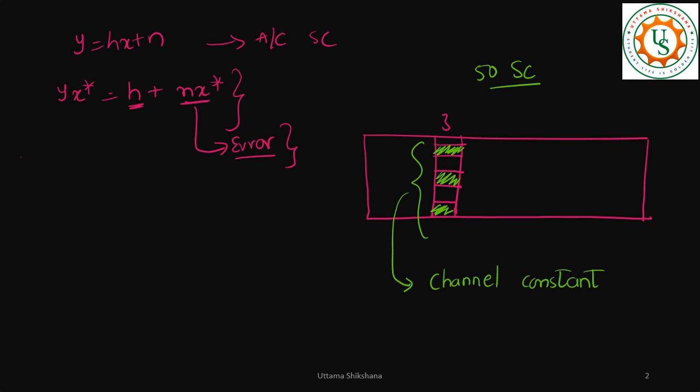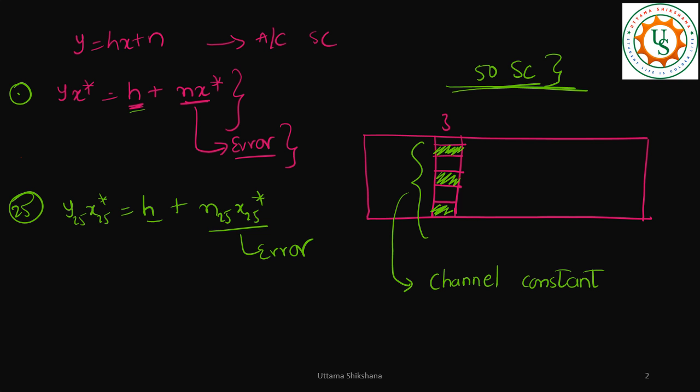Then in which case what happens? Let's say this is at the first subcarrier. Let us say that it's not exactly 50 subcarriers. For our algorithm, maybe I will fix some 25 subcarriers. So at the 25th subcarrier I will have y25 x25 star = h + n25 x25 star, right? So this is the error.